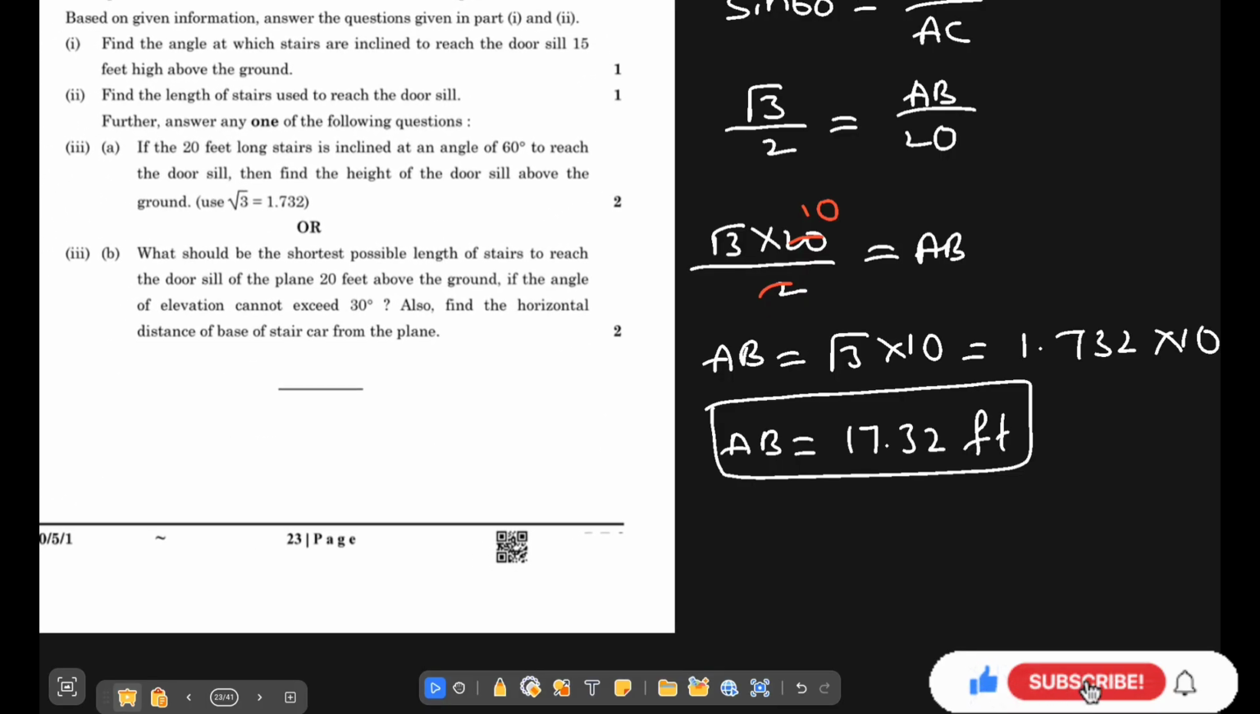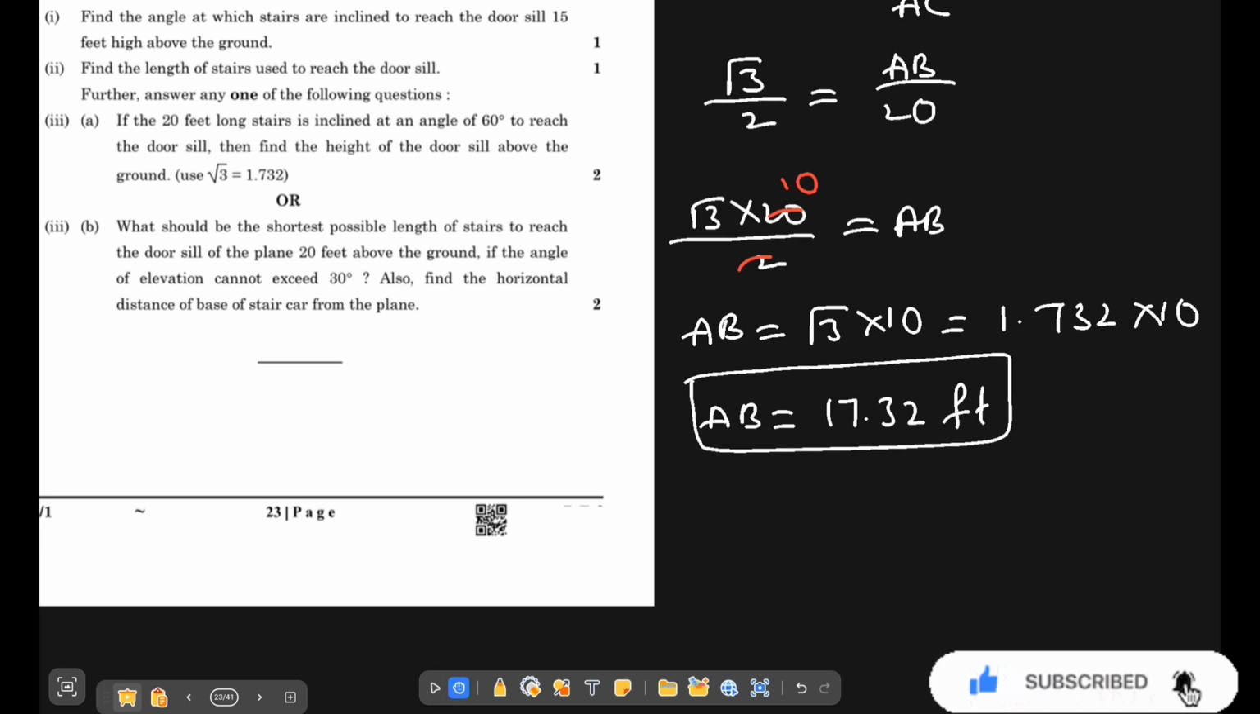The next question given is: what should be the shortest possible length of stair to reach the door sill of the plane 20 feet above the ground, if the angle of elevation cannot exceed 30 degrees? Also find the horizontal distance of the base of the stair car from the base. Here the vertical height is 20 feet and the angle of elevation is 30 degrees, and we have to find the length and the horizontal distance. So let's find it here.